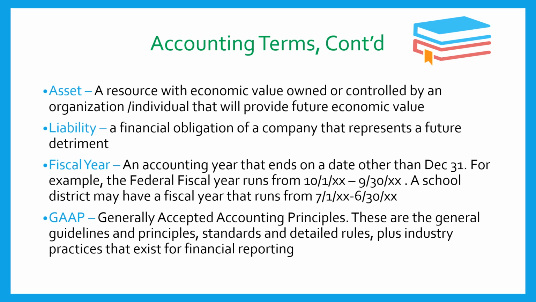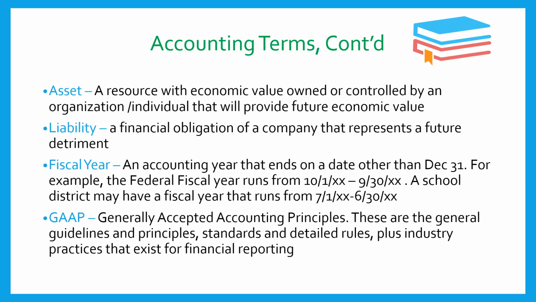Continuing on with some key accounting terms. An asset is a resource with economic value owned or controlled by an organization or individual that will provide future economic value. Examples of assets include cash, accounts receivable, which is money that is owed to you, and land that is owned. A liability is a financial obligation of a company that represents a future detriment. For example, if you take out a loan, that is a liability as it represents future outlays that will be required.